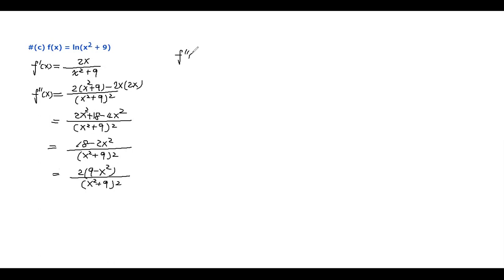the f double prime x equal to 0. Every time you have a fraction, the zeros here, that means the top equal to 0. That means 9 minus x squared equal to 0. So x equal to 3 and x equal to negative 3, right? And both will work because of the domain: this is x squared and this is 9, so the domain is always positive. So x can be any number, right? So the domain here is all real numbers because this is a square, it will work.